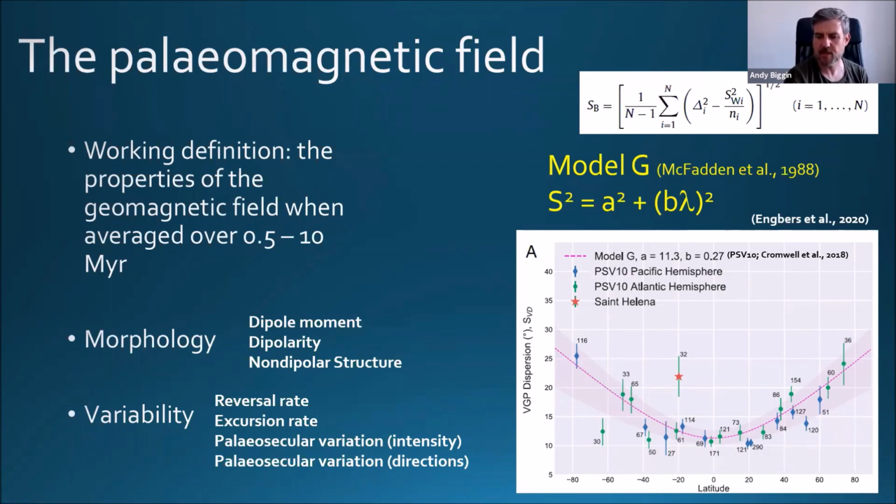We see quite a coherent pattern of increasing VGP dispersion with latitude over the rest of the globe, and that can be fit pretty well by a simple quadratic equation which we call model G from McFadden et al. 1988, whereby one parameter, VGP A, defines the dispersion at the equator, and B defines the rate at which the dispersion increases as you go away towards the poles.